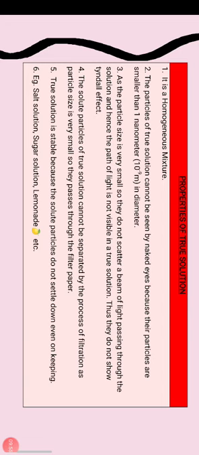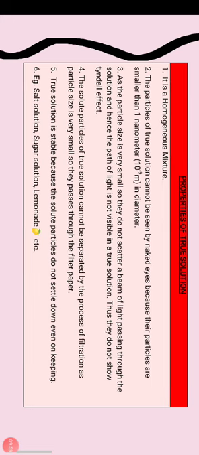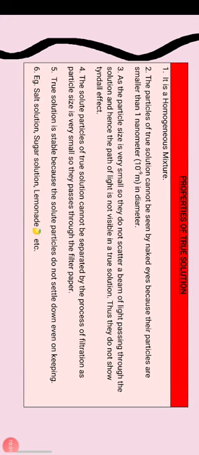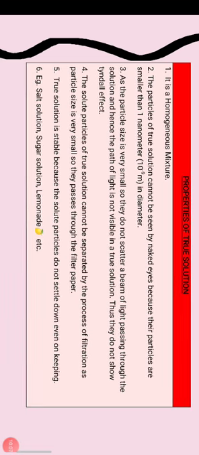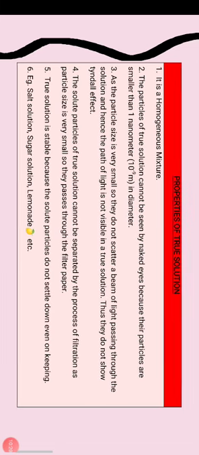Now, what is Tyndall effect? The scattering of light when it is passed through a solution is known as Tyndall effect. When light is passed and it scatters, it is called Tyndall effect. But in a true solution it does not scatter because the particles are very small, so they go straight and thus it is said to be a true solution in which the path of light is not visible and hence they do not show the Tyndall effect.